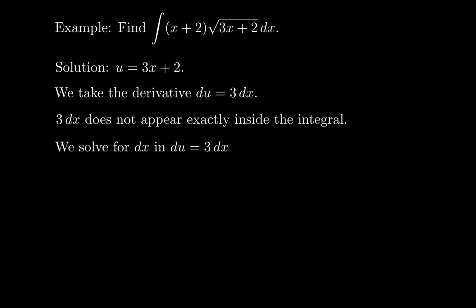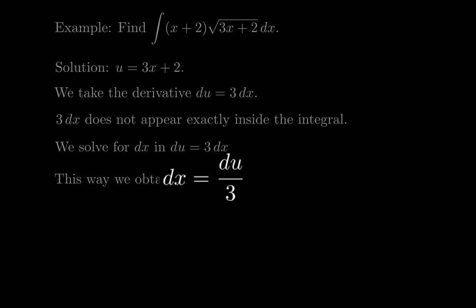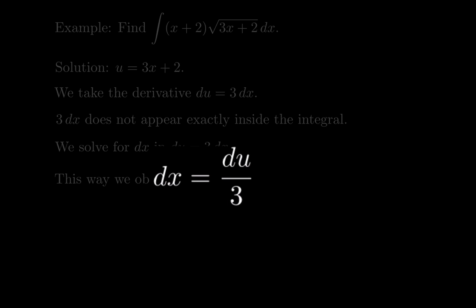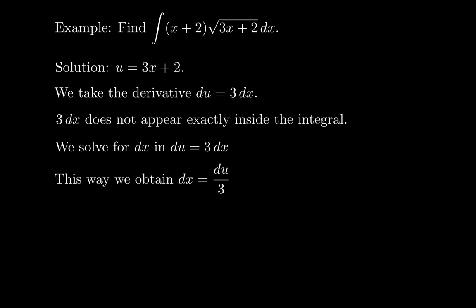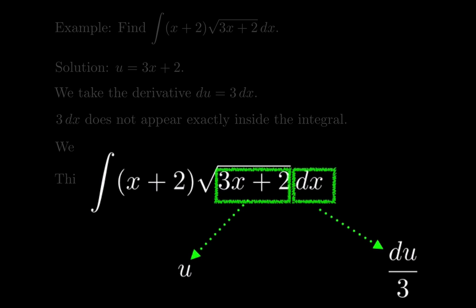So what we can do is solve for dx in du, or divide by 3 on both sides. If you do that, you get that dx is equal to du divided by 3, which is just division by 3 on both sides of the equation du equals 3dx. So now we know what dx is. So far in the integral, we have that the 3x plus 2 is just the variable u, and the dx is just du divided by 3.